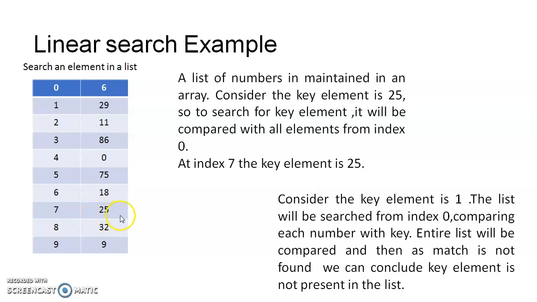Now let's consider that the key element to be searched is 1. Starting from index 0, each number will be compared to search the number 1. But number 1 is not present in the entire list. So the comparison will continue till the entire length of the list, and finally we can conclude that the element is not present in the list. This is the worst case scenario in which all the elements present in the list will be compared.